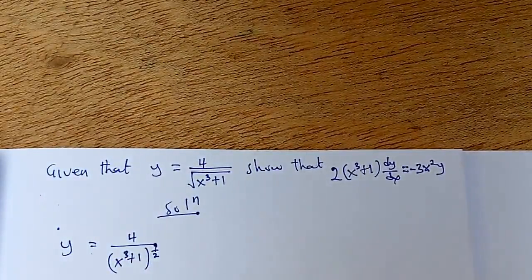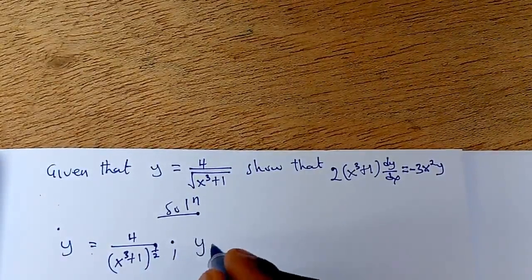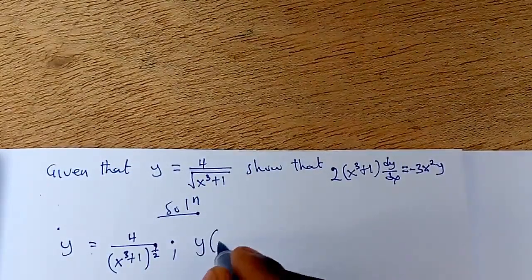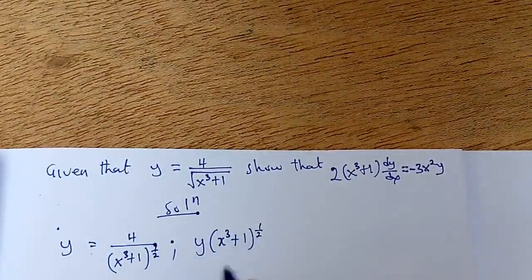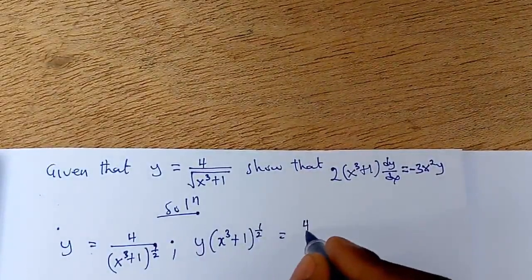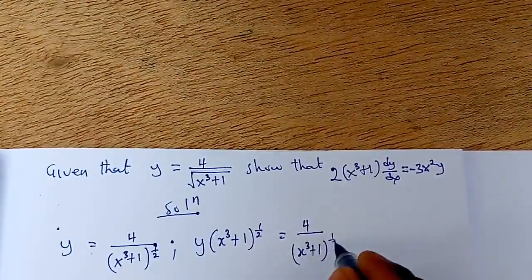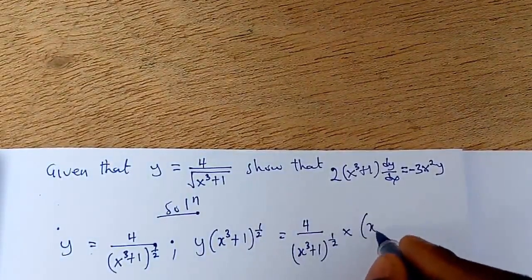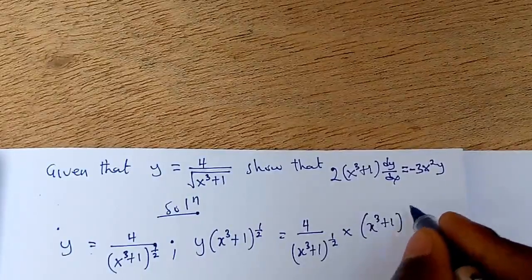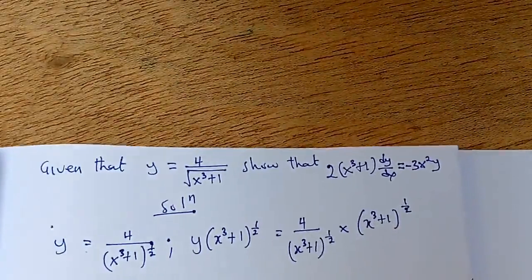So what do you do here? We multiply both sides by the denominator. So let's multiply both sides by the denominator here. You're going to get y multiplying by x squared plus 1 raised to the power half, equal to 4 over x squared plus 1 raised to the power half, multiplied by x squared plus 1 raised to the power half. So what can you see here and what can we do here?